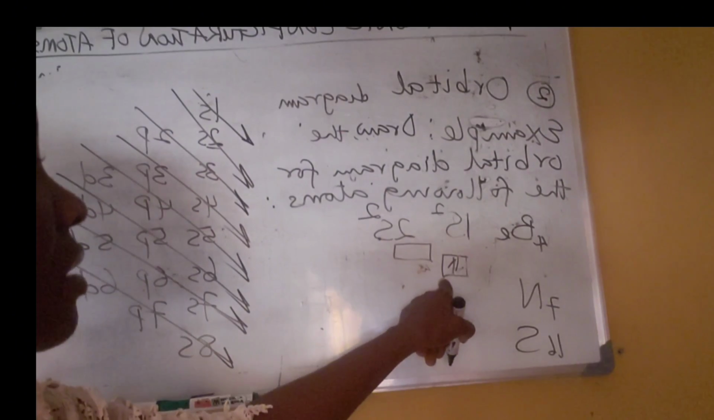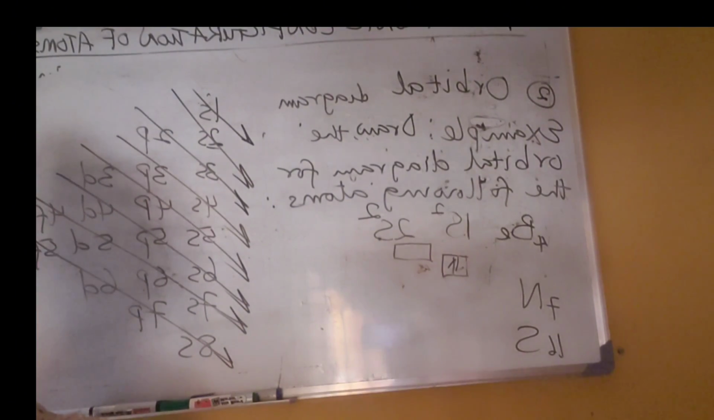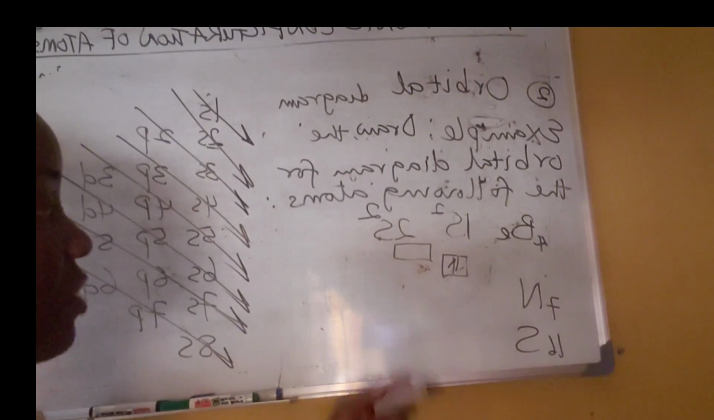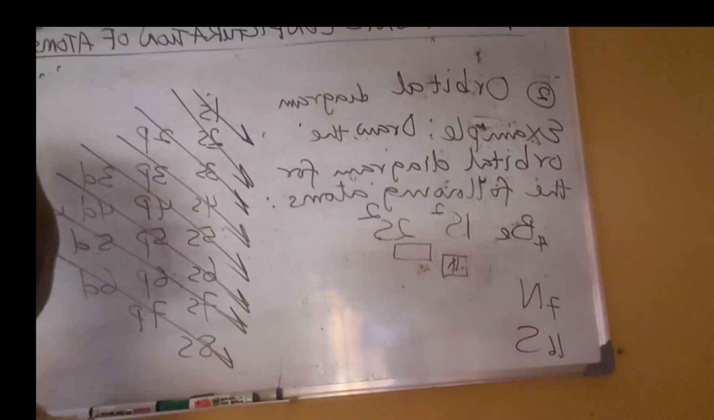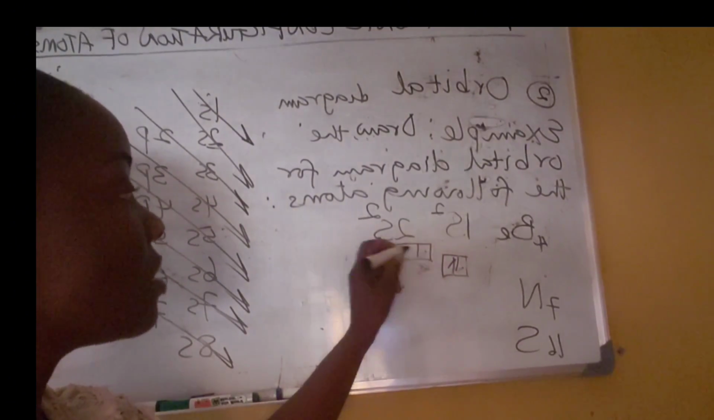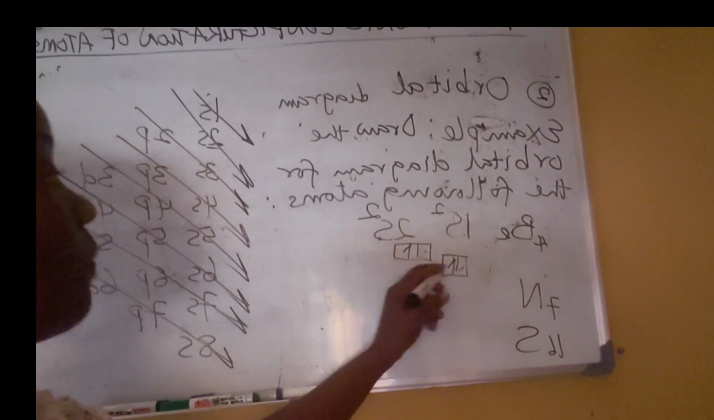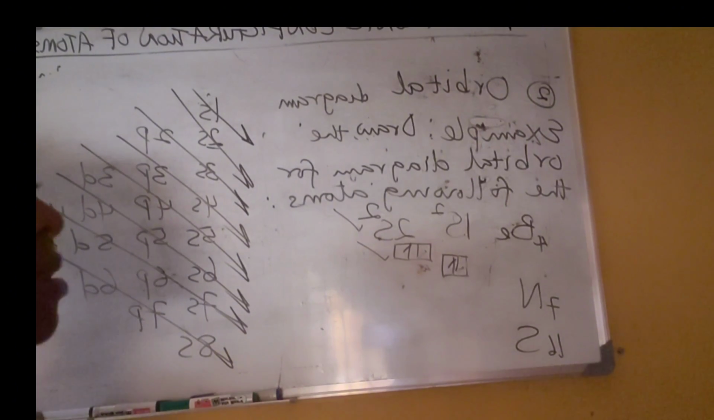Remember, to fill electrons, the Pauli exclusion principle tells us that we must arrange them in opposite spin this way, because no 2 electrons can have the same set of all the quantum numbers. So when you come to this second one, you also have it like this. It's either you write it this way or you write it this way. Either way, you are correct.